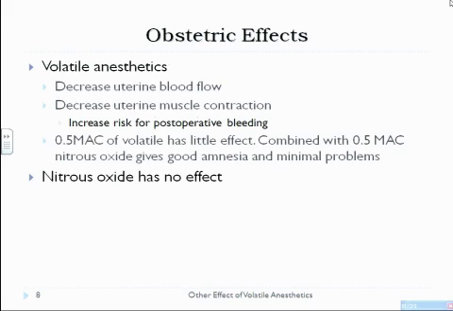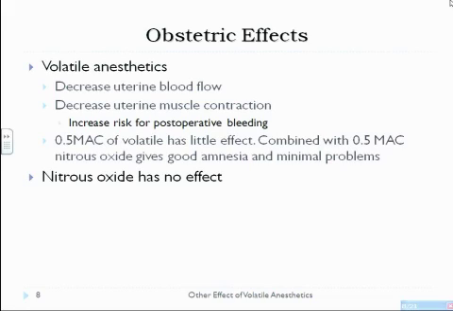What about the obstetrical effects of these drugs? Volatile anesthetics all decrease uterine blood flow, but of more concern is that they decrease uterine muscle contraction. This can risk postoperative uterine atony and increase the risk of significant postoperative bleeding. What we do know is that if you keep the MAC value of the volatile anesthetic less than 0.5, you have very little effect on uterine tone. So it's a good idea to combine two agents, such as nitrous oxide and your volatile anesthetic, to make sure you don't have the problem of uterine atony.